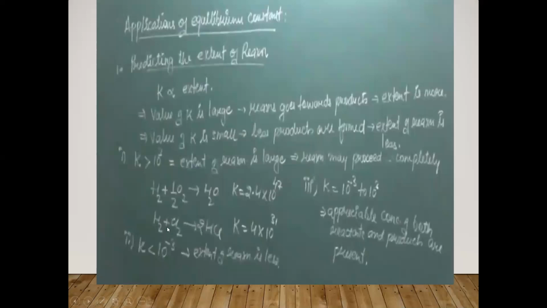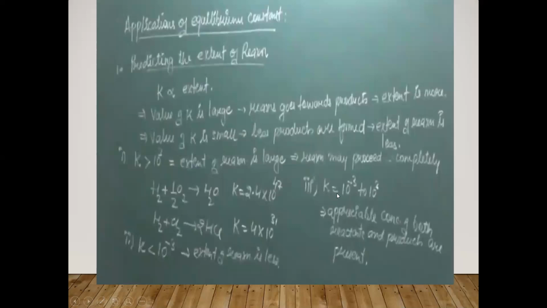Same, when hydrogen reacts with chlorine it forms hydrogen chloride. The equilibrium constant for this reaction is 4 into 10 to the power 31. 10 to the power 31 is also a very big value as compared to 10 to the power 3. So here also the extent of reaction is more, and we can say that this reaction also proceeds completely most of the times.